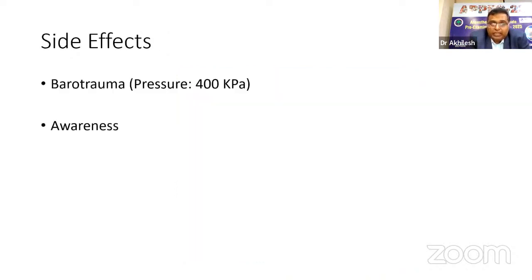As I have talked, the pressure of that oxygen is around 400 kPa. We are talking about pressures of 50 psig, 60 psig. So that can cause barotrauma. Further, since a high amount of oxygen goes from the machine to the common gas outlet, the percentage concentration of the inhalational agent decreases. So it causes awareness also. So it is also asked in the exam what the usual side effects of using the oxygen flush are.